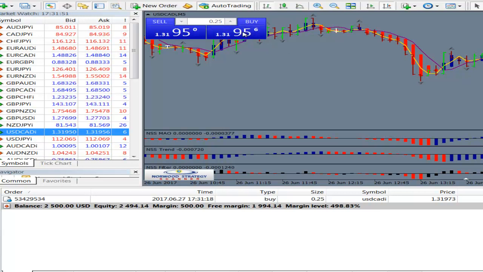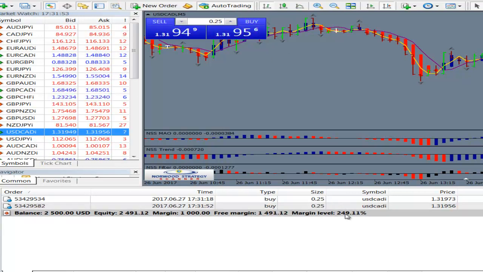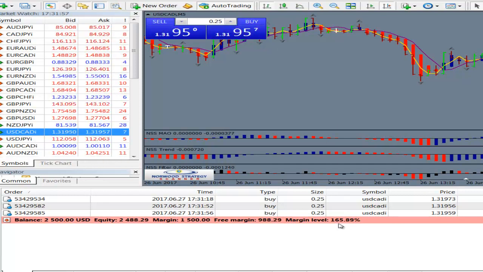Okay, we're going to put another buy trade on. Okay, we're still above the 150. Put another buy trade. Okay, there it got close. It's 165, but the maximum on this account that you should trade, if they're high probability trades, would be 3 trades. That's how you figure it.